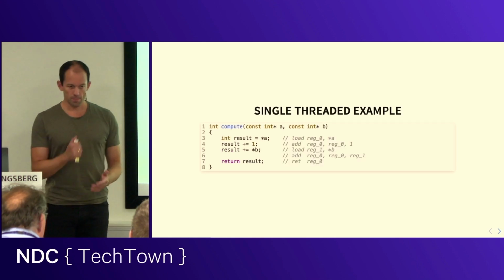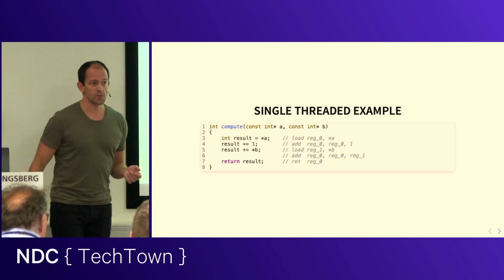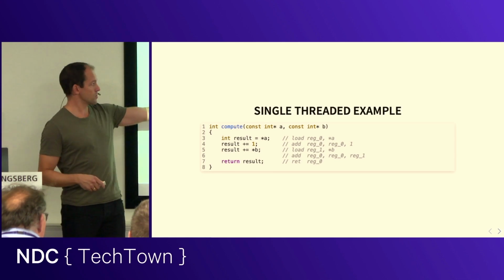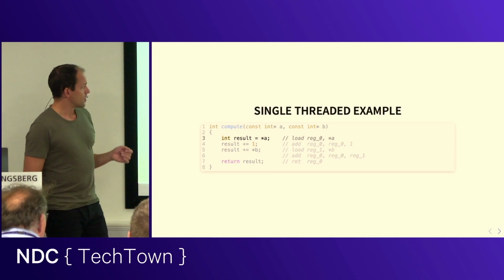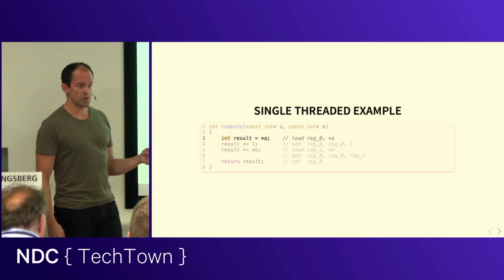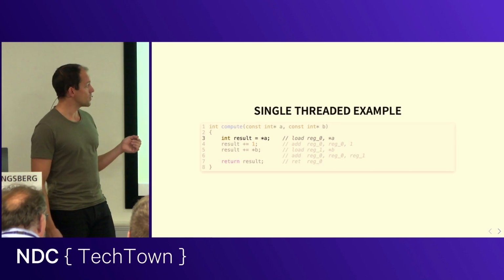And I've added some pseudo assembly here. So basically, this is not a particular assembly language, just pseudo stuff. So we load whatever A is pointing to into some register, reg0.